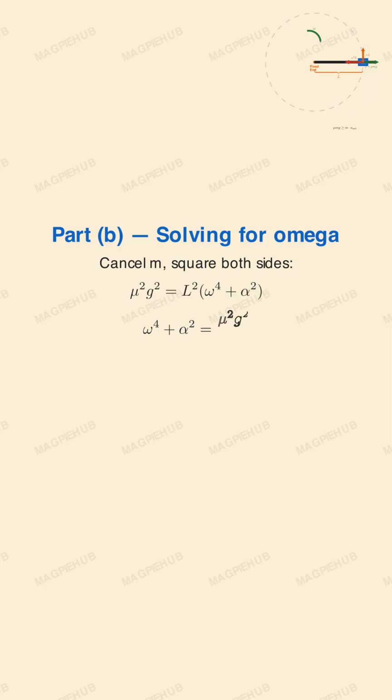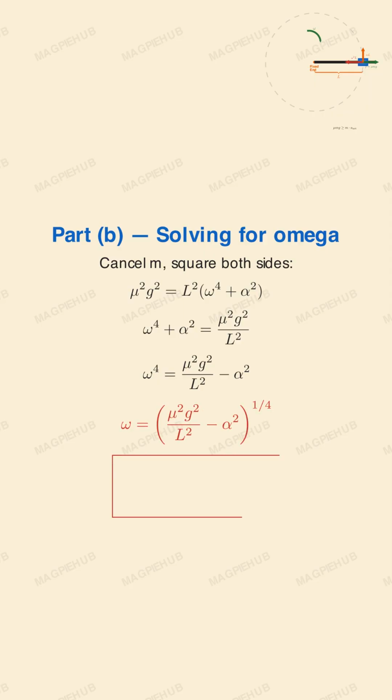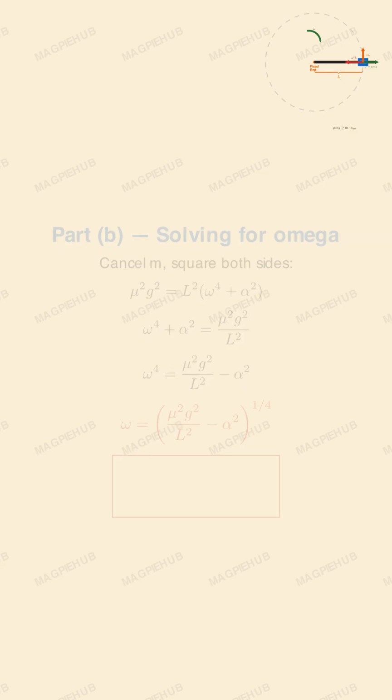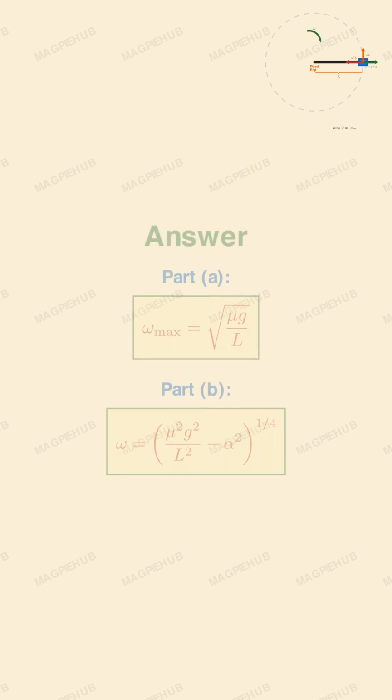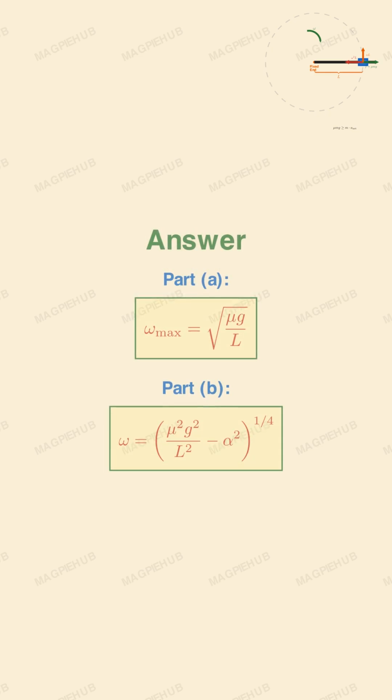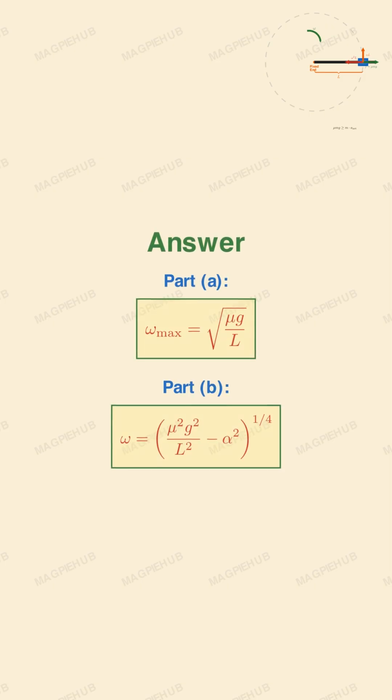Rearranging, omega to the fourth equals mu squared g squared over L squared minus alpha squared. Taking the fourth root, omega equals mu squared g squared over L squared minus alpha squared, all raised to the power 1/4. The answers. Part A, the maximum angular speed is omega max equals the square root of mu g over L. Part B, the block slips at omega equals mu squared g squared over L squared minus alpha squared, all raised to the power 1/4.